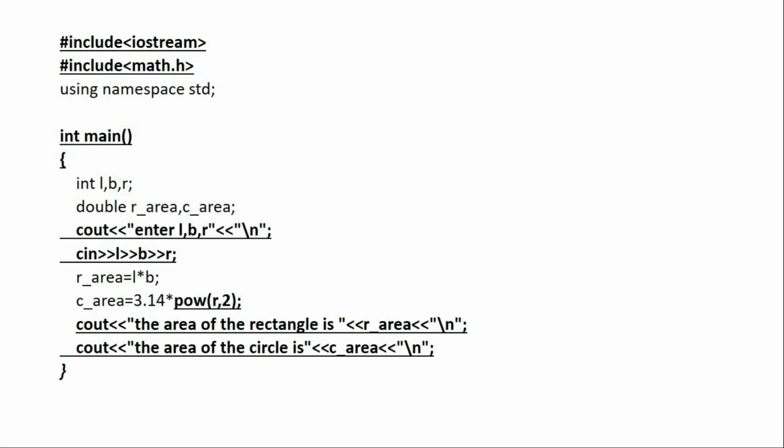So once it accepts LBR, it's going to compute some value. Basically, the rectangle's area will go into the variable called r underscore area, and that will be printed, and then there's a \n. Similarly, the area of the circle is, and then there is c underscore area and \n, and that's the end of the main function. That's how you use cin and cout.